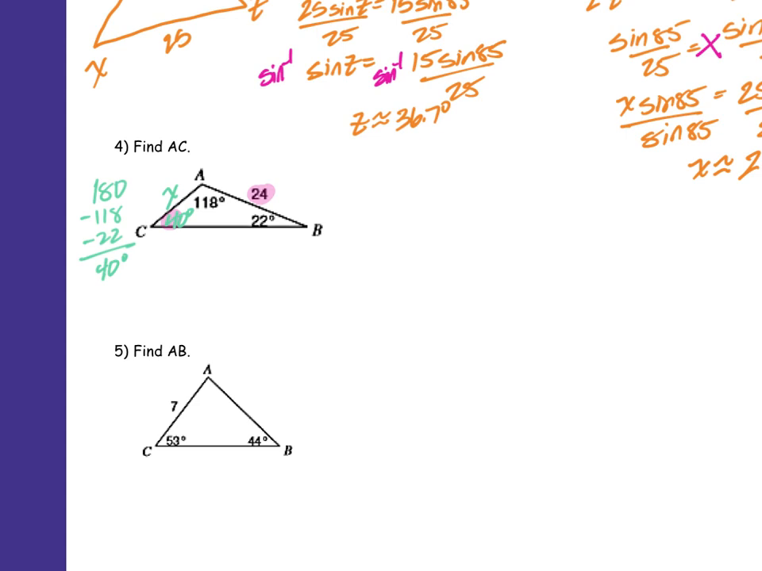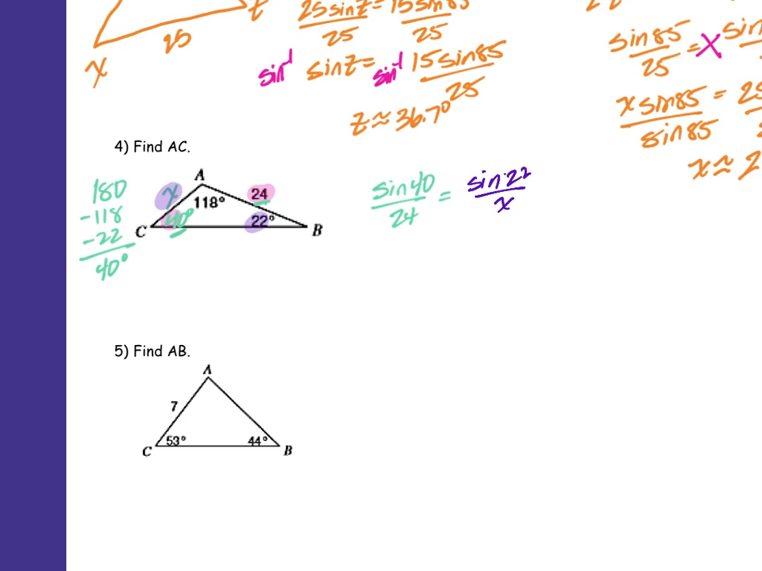So now I know, remember the rule said I need to know an angle and the side opposite. So now I know an angle, right? I know this angle and the side opposite. So I can say sine of 40 over 24. And then they want me to find this side, and I know this angle. So now I can use that part of the law of sines that says sine of 22 over x, right?